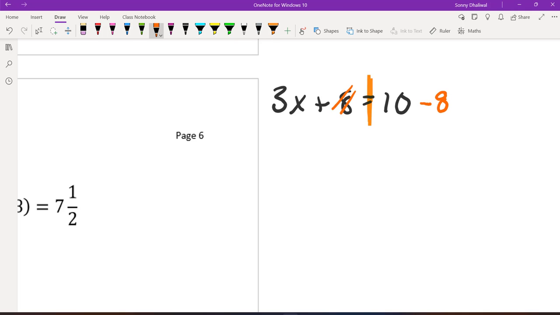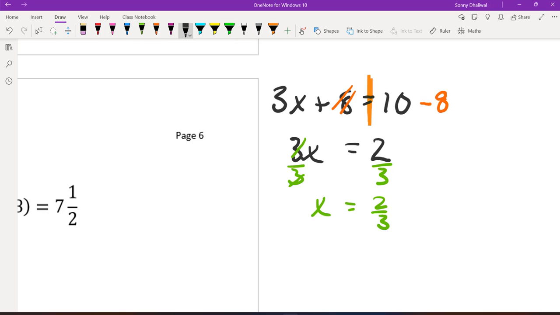Then what we did is we just cleaned this up. 3x is equal to 10 minus 8, which is 2. And we need to get rid of that 3 next. And how did we get rid of that 3? Divide. Then we increased the difficulty of these questions by introducing a bracket.